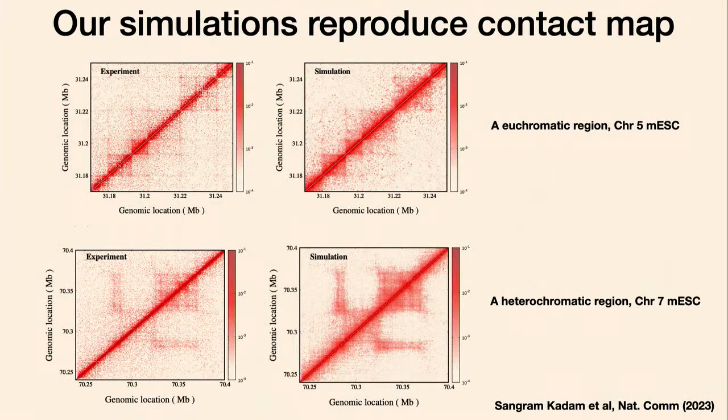For example, this is the experimental contact map, and if you do the procedure, you will get a similar contact map. For example, there is a square here, there is a square here, and here there is a structure, there is a structure here. So we can generate a large number of configurations, and the average of that will give back this kind of a contact map.